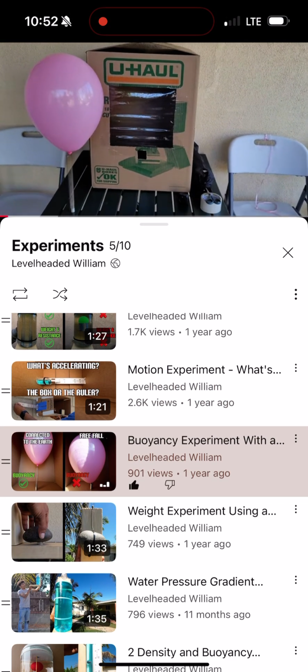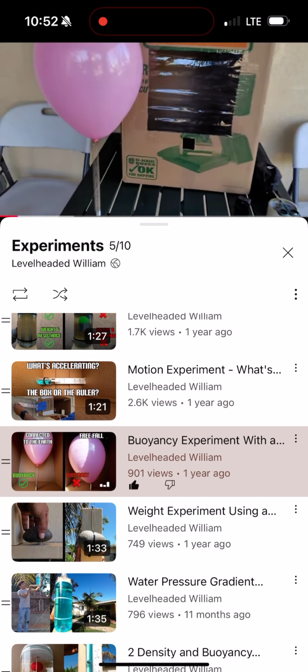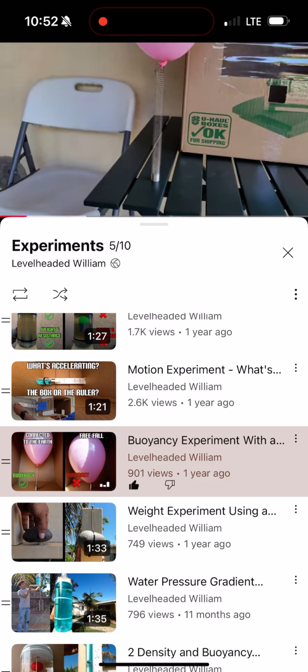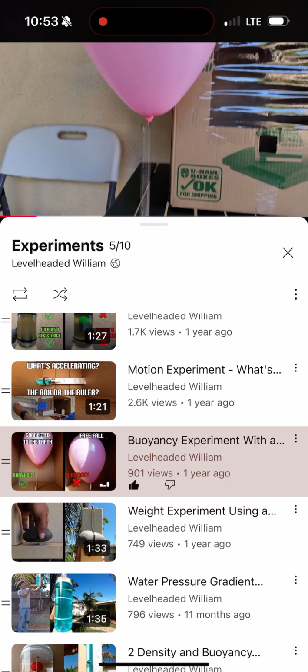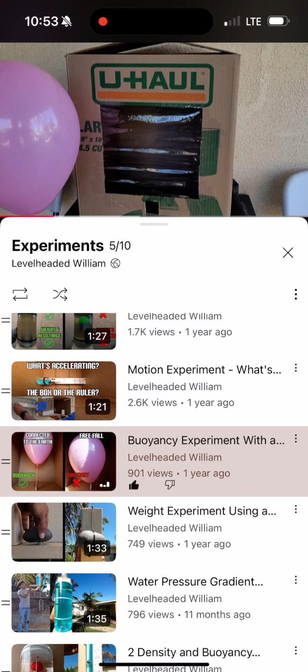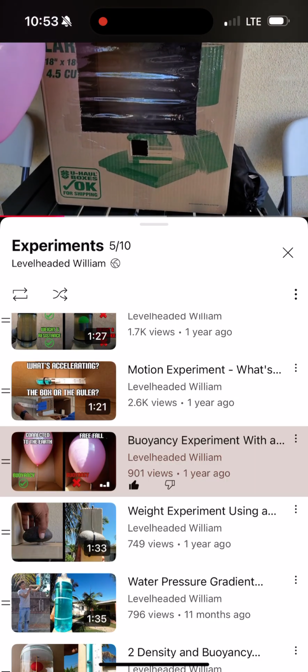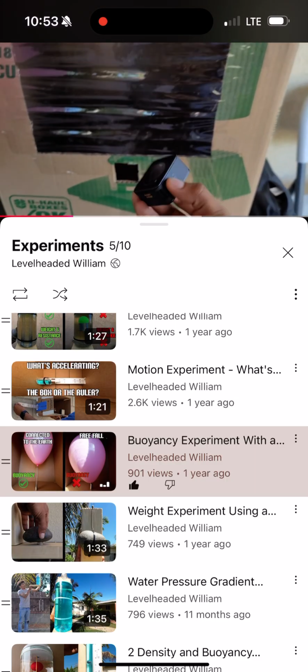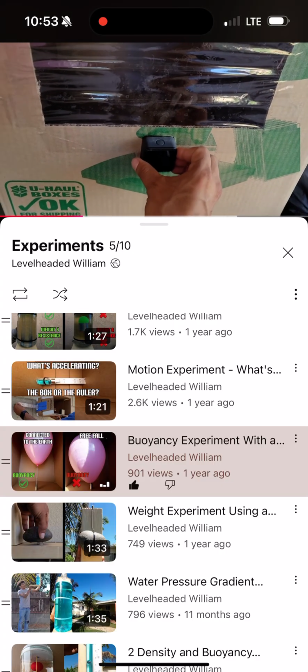So in this experiment, I'll be using a slinky, a helium balloon tied to the slinky, and a box as the container. I cut a hole on the box and put clear tape so when the box is closed, we'll still be able to get good lighting inside. I also cut a small hole to be able to mount my camera.